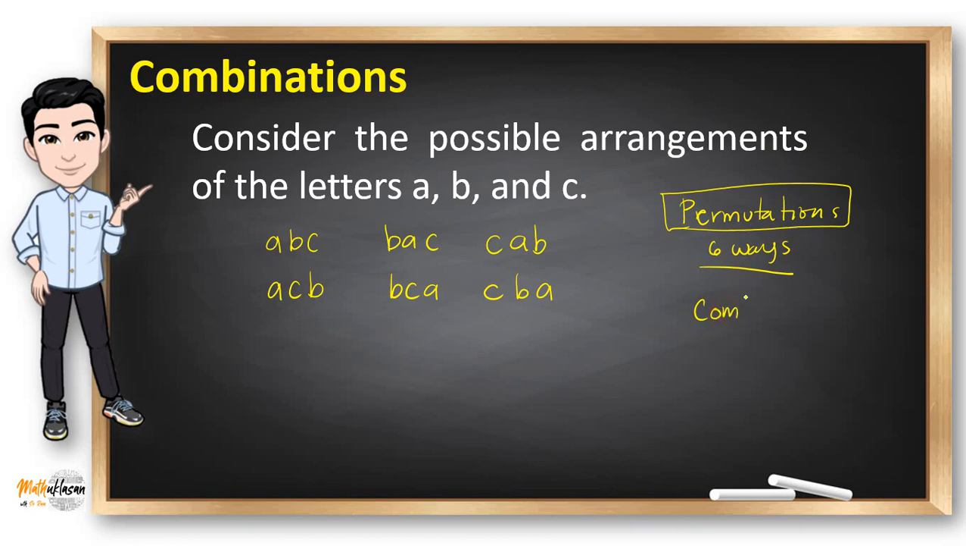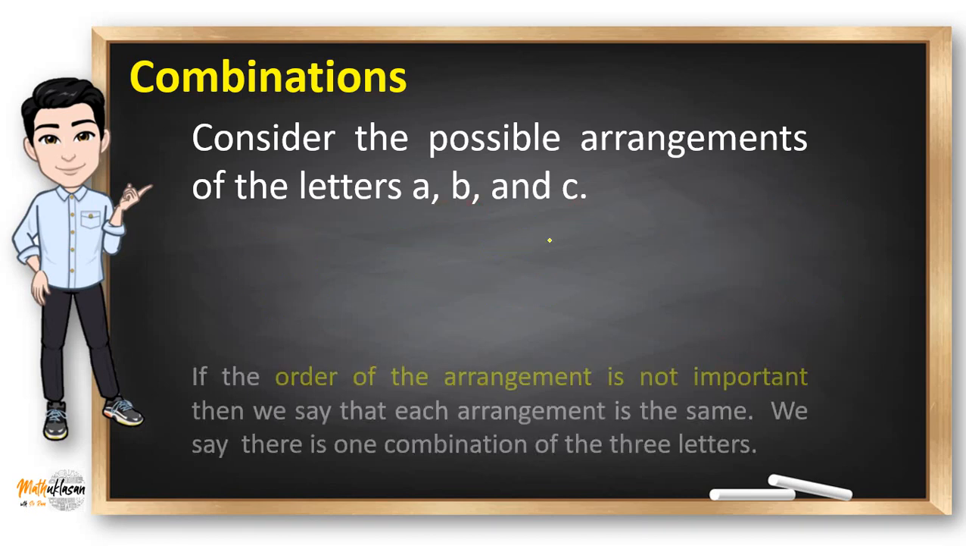But in combination, the arrangement is not important. So ABC is the same as ACB and BAC. So the answer here is just one way, if we're asking about the arrangement of these three letters taken three at a time. If the order of the arrangement is not important, then we say that each arrangement is the same. We say there is one combination of the three letters.